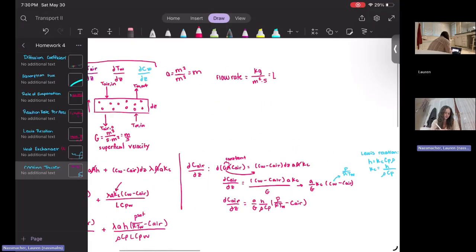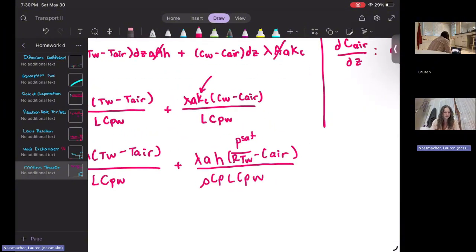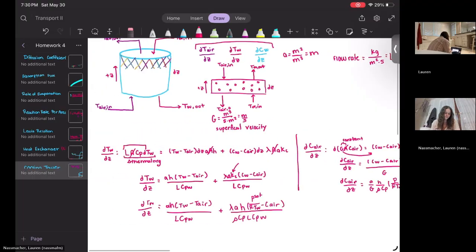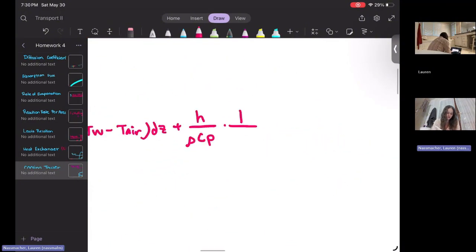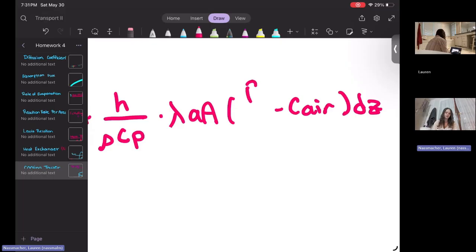we are going to do the same thing we did here and use our Lewis relation to get rid of that mass transfer. So instead of putting Kc, we can put heat transfer divided by density and heat capacity multiplied by that, just thermal area, cross-sectional area multiplied by the concentrations with respect to dc. And remember that this concentration is P sat over RTW.